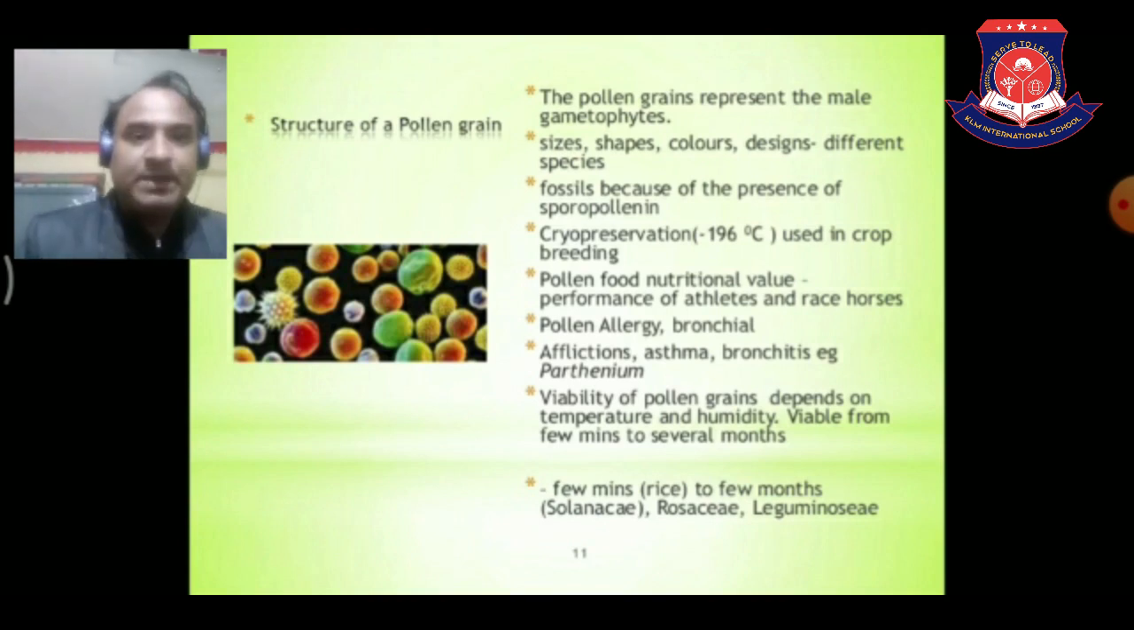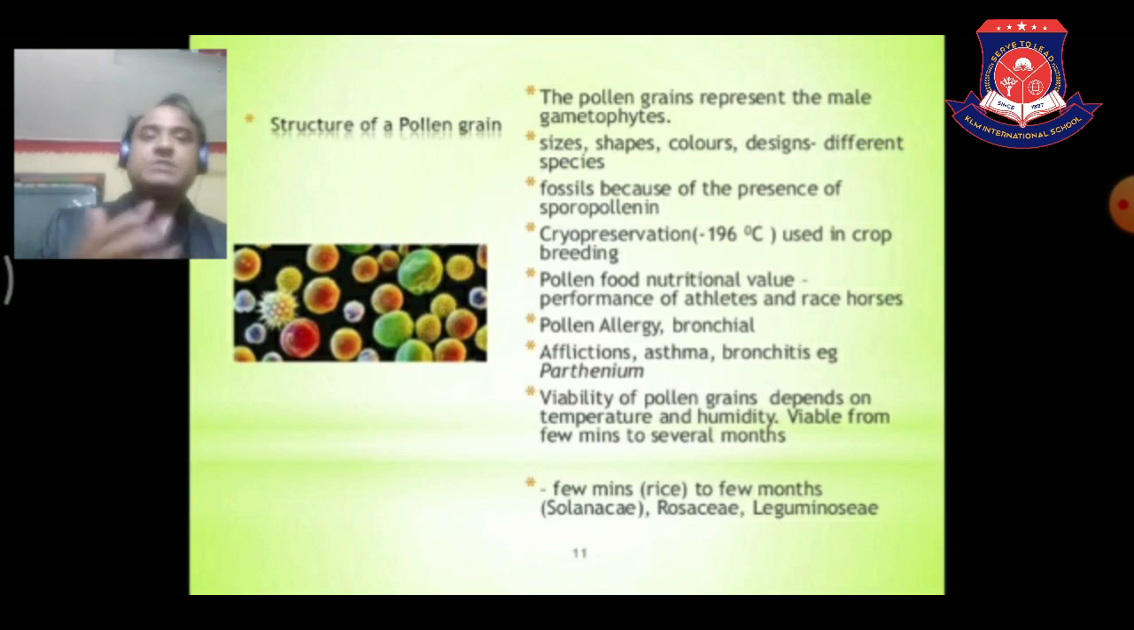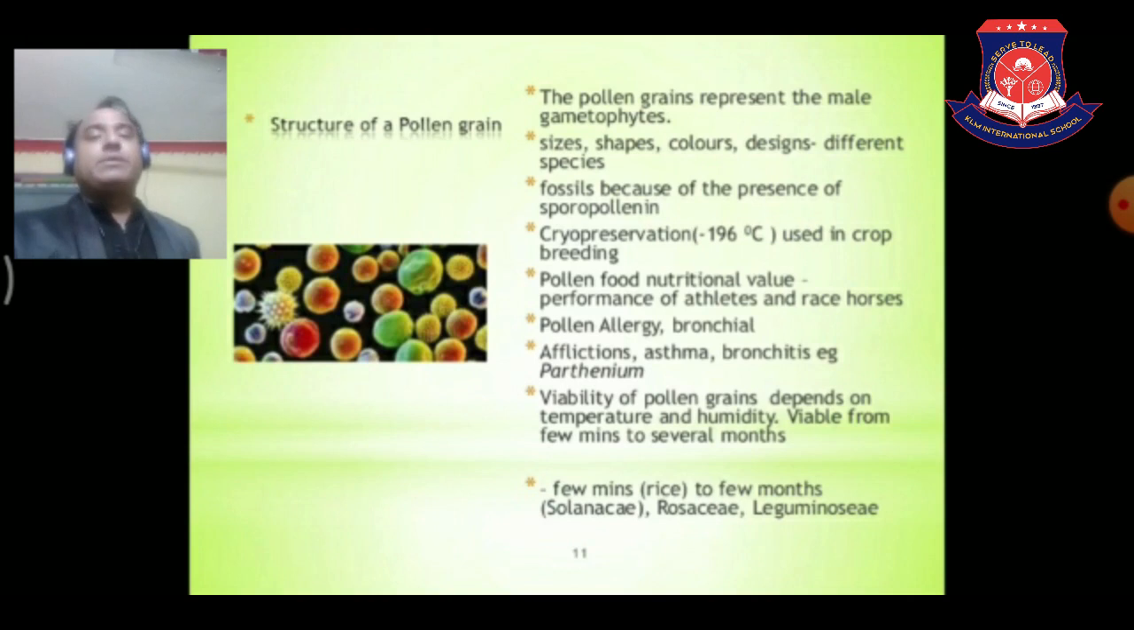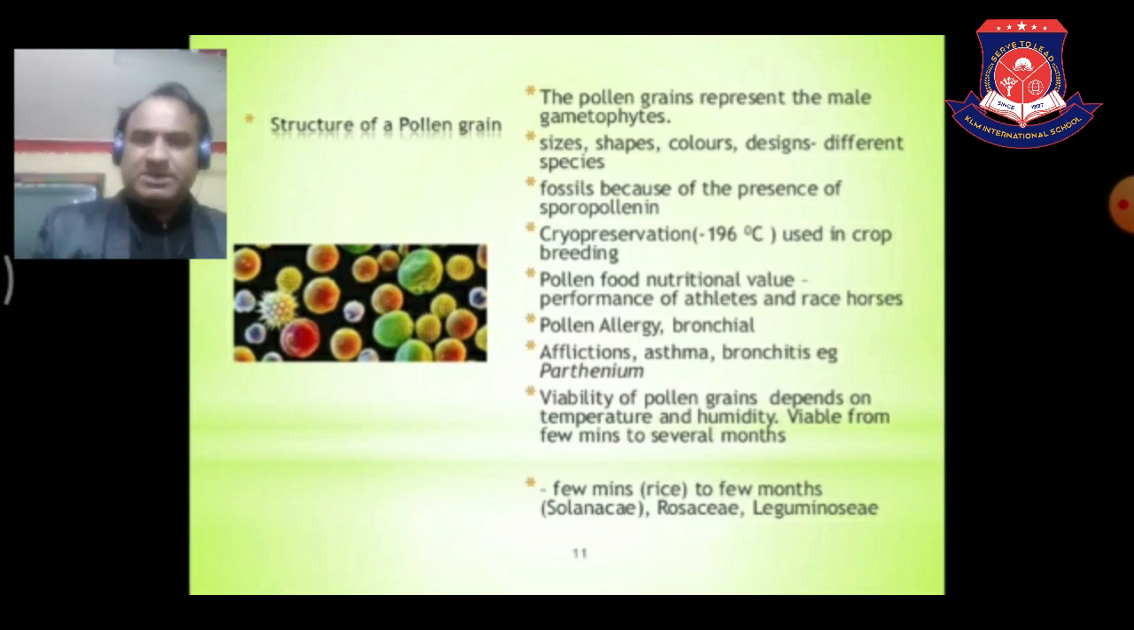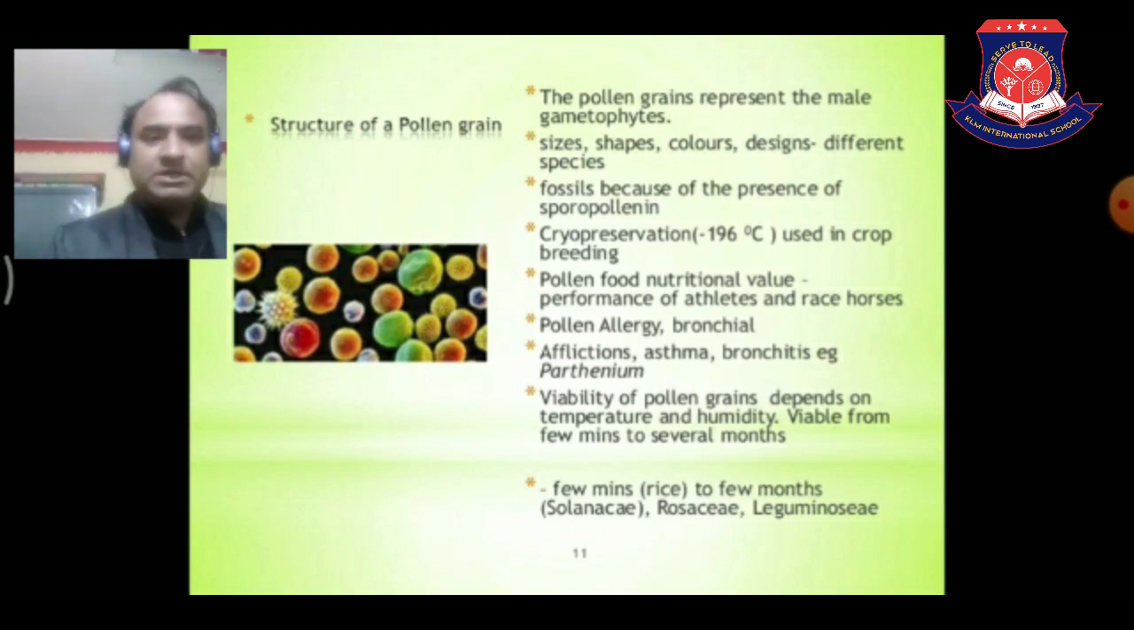Cryopreservation means storing the pollen grains at very low temperature, that is minus 196 degrees Celsius. Pollen has nutritional value and can be used as a nutritional supplement. But some pollens also carry a chance of inflammation or allergy, for example asthma, bronchitis, parthenium.